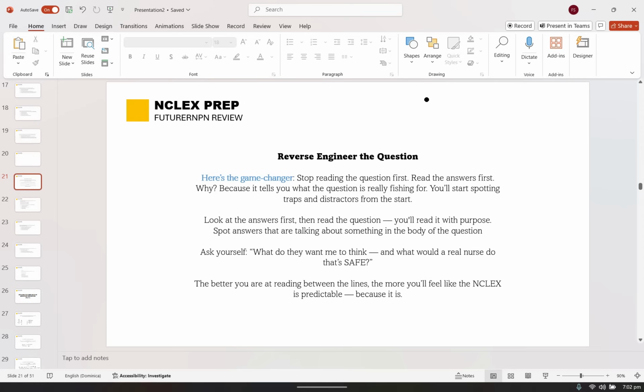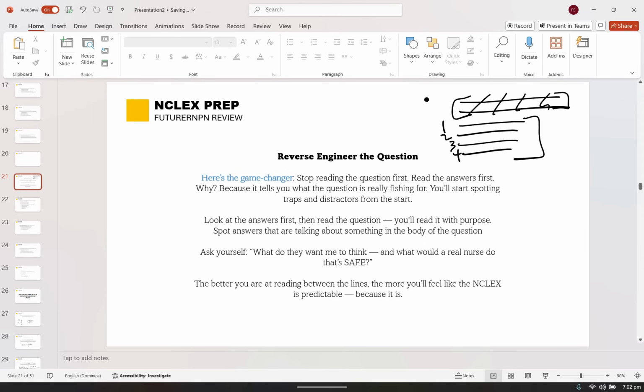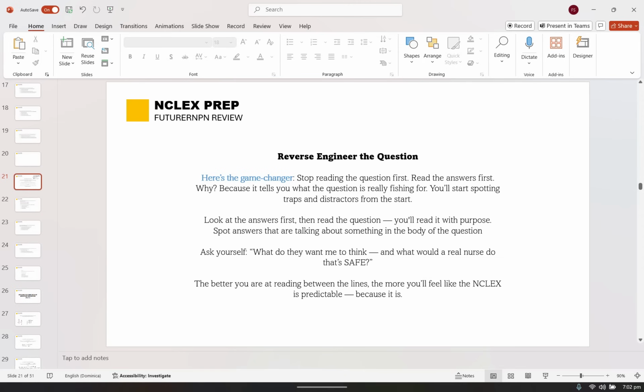Now, let me give you the game changer. You want to stop reading the question first. Instead, you want to read the answer first. Your question is like this, and then your answer keys. But instead of reading the question first, you read the answer key. A lot of my students know this because on Zoom this is what I always used to do. I scan through the answers to get an idea of what the examiner is really thinking, because the most important thing is to understand the mindset of the examiner. The moment you can understand the mindset of the examiner, you have the ability to know what the examiner is thinking and the appropriate answer to select.